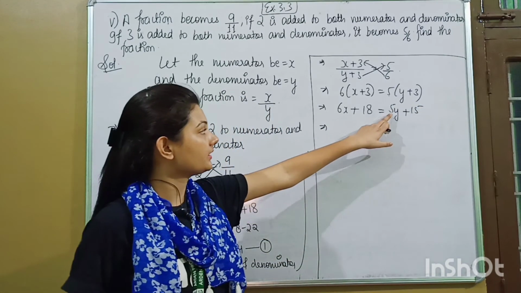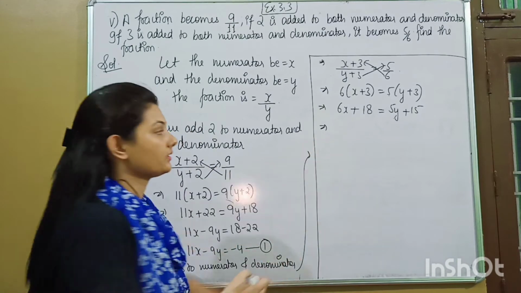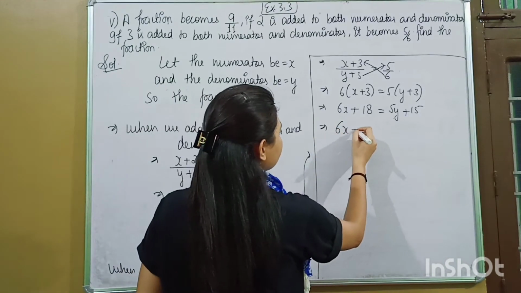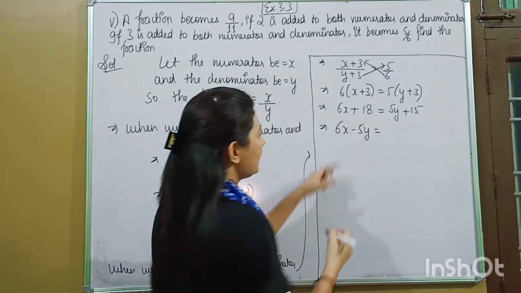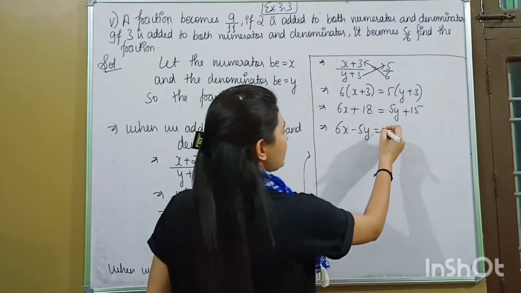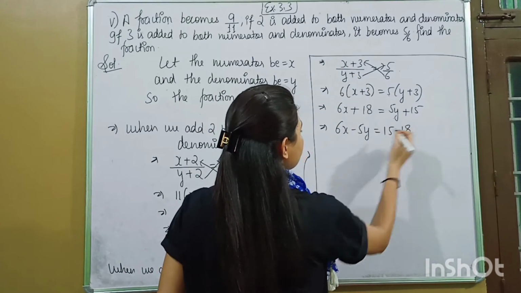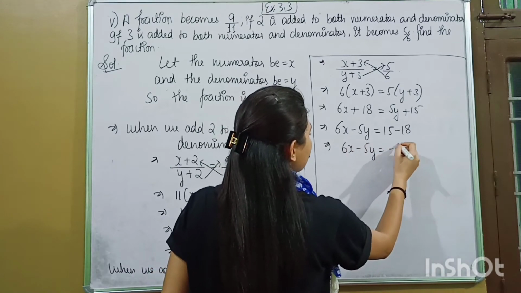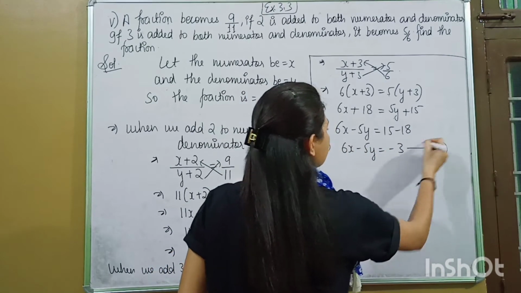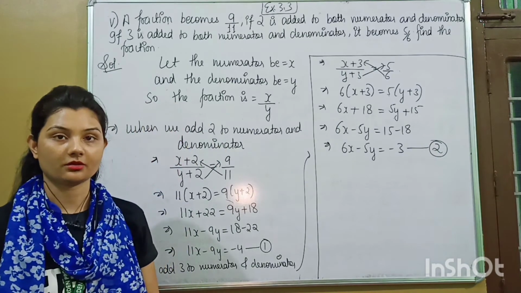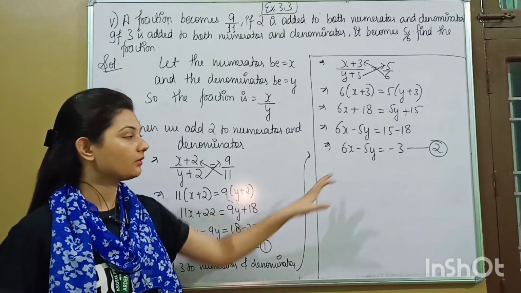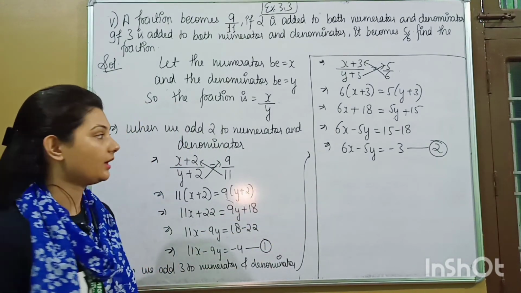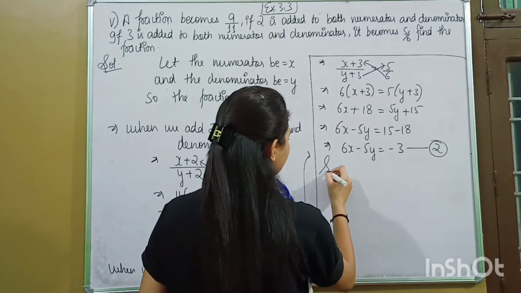So now we will bring this 5y to LHS, so it will become minus 5y. Again we will take this 18 to RHS, so this plus 18 will be minus 18, that is 6x minus 5y is equal to minus 3. This will be the second equation. Now again we will solve the equations and we will find out the value of x and y.